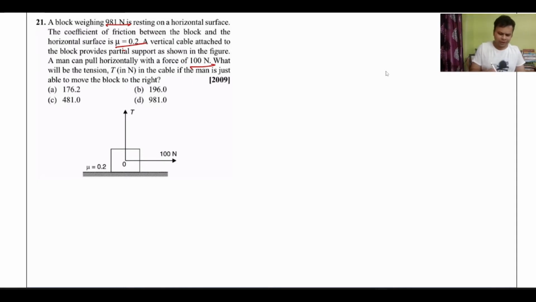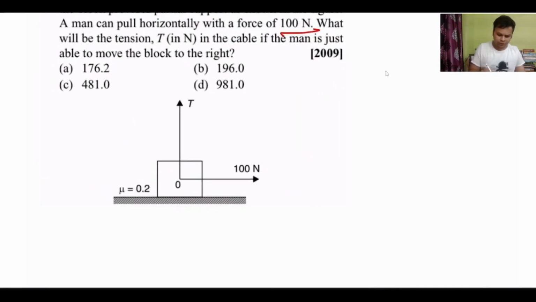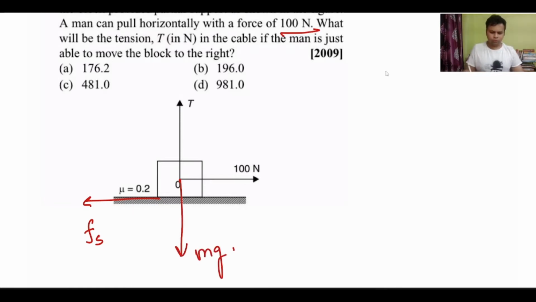If you draw the FBD, I'm drawing it in the diagram itself, because in the exam I'll have to draw a separate FBD, but if I have the equation, I'm taking the leverage. So this is static friction. This is the force mg. So the man is just able to move the block towards right.